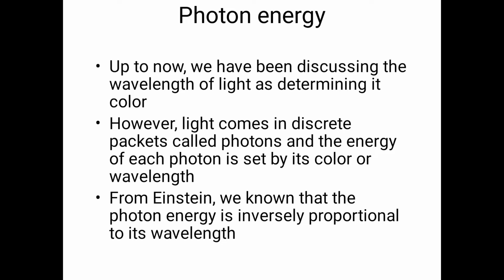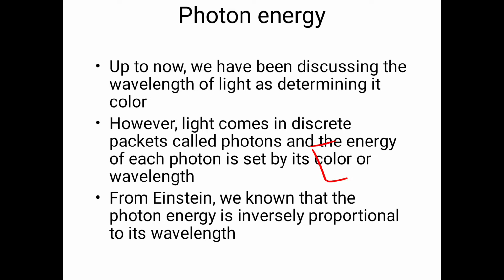Up to now, we have been discussing the wavelength of light as determining it by its color only. If we know the wavelength, we can know the color. However, light comes in discrete packets called photons, which come out from the atoms. The energy of each photon is set by its color or wavelength. From Einstein's theory, we know that the photon energy is inversely proportional to its wavelength.